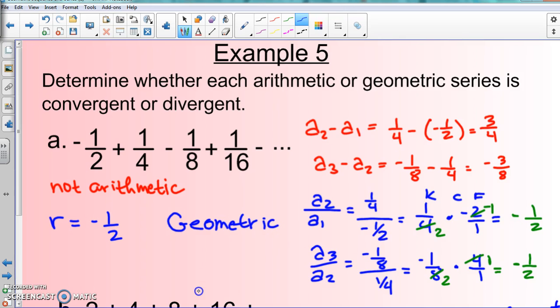And then with that, you have to check whether the absolute value of this is greater than 1. That means it's going to be divergent. If it's less than 1, it's going to be convergent. So here, we do the absolute value of negative 1/2. Sorry, if it's greater than 1, it's divergent. If it's less than 1, it's convergent. So we get 1/2, and 1/2 is less than 1. So it means this is convergent.